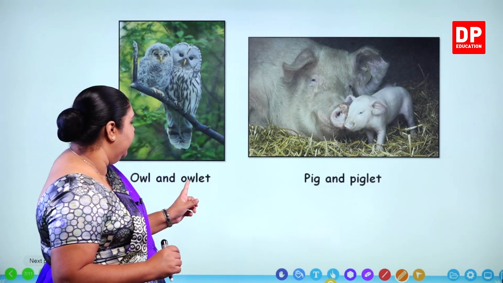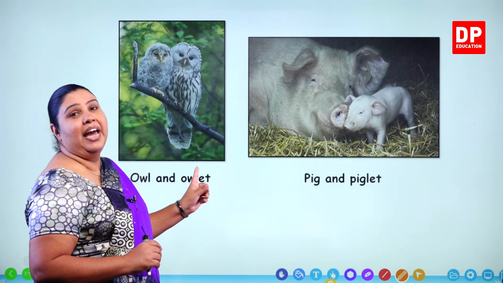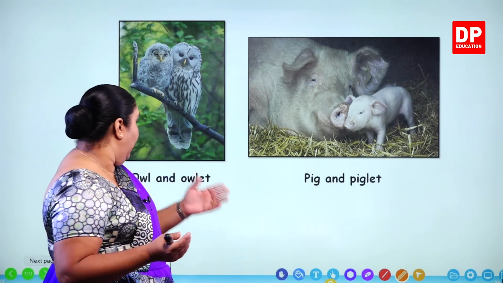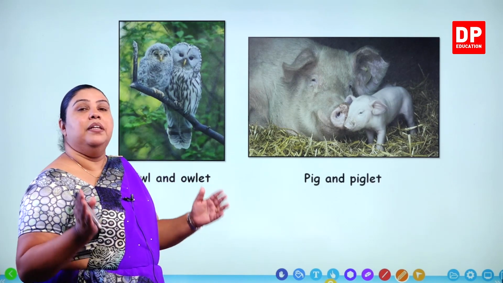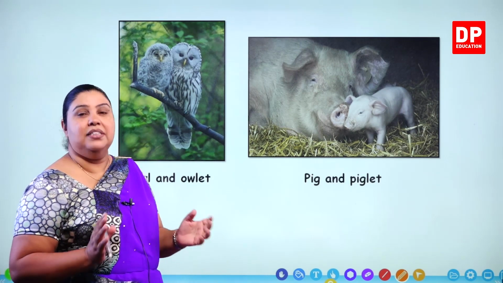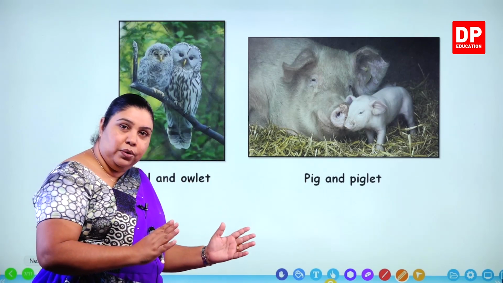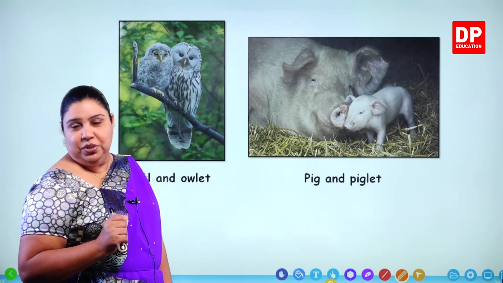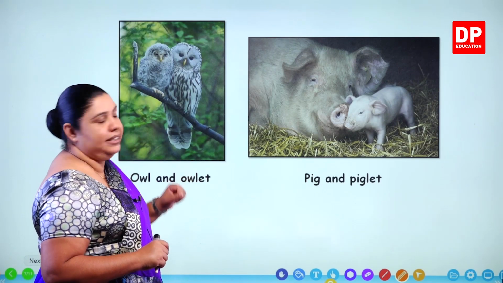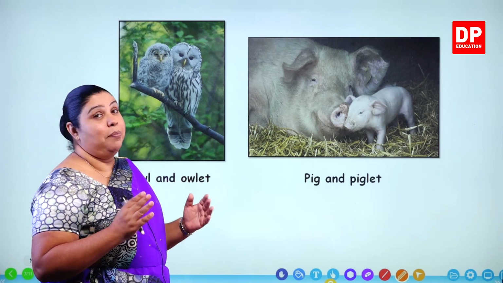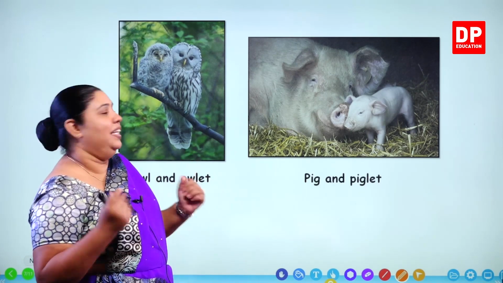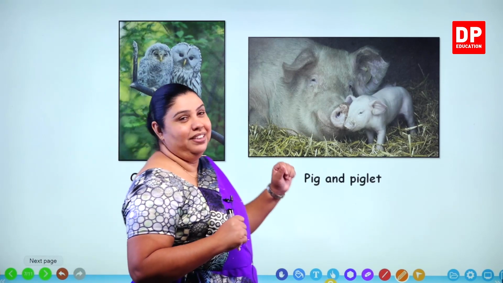We have the same word owl here and a letter E and a T. Owlet. Owl is the name of the big animal. Then the baby animal is called owlet. The baby animal is called owlet. It's the same way that you write the word owl. You have to add letter E and T. Owl, owlet. Duck, duckling. Then we have pig over here.